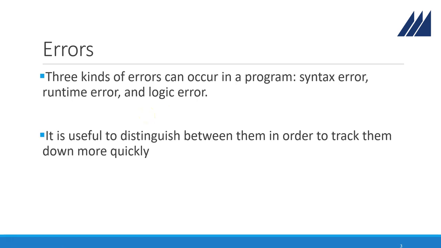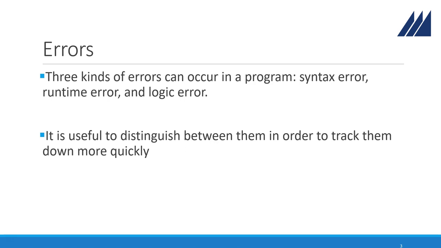There are three main types of errors that you may have in your program, and we're going to talk about each one of them individually with some examples. The first type is the syntax error, and then we have something called the runtime error, and the logic error. As I mentioned before, it's very important to understand what type of error you are having in order to be able to fix it.